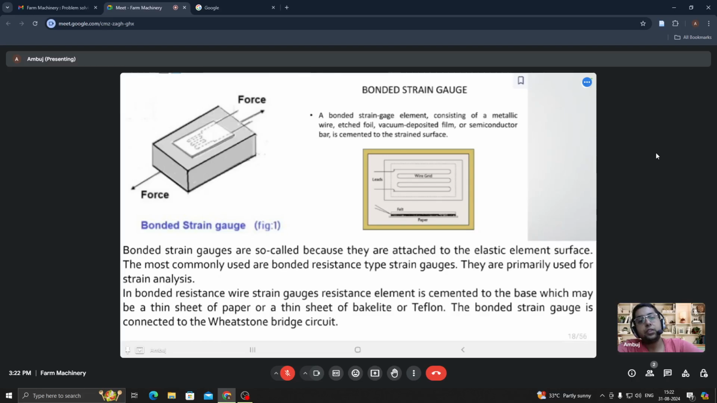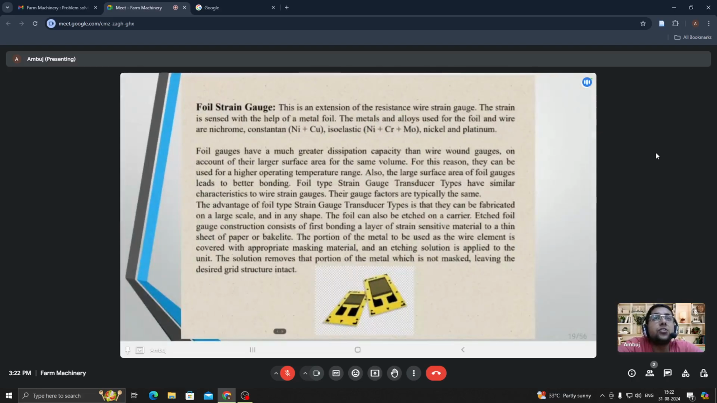Then another one was the foil strain gauge. This is also a type of strain gauge. It's an extension of the resistance wire strain gauge. The strain is sensed with the help of a metal foil. The metals and alloys used for the foil and wire are nichrome and constantan. Constantan is nickel plus copper. Earlier we used to have bulbs made from this constantan wire. Then isoelastic, nickel, chromium, molybdenum, and nickel and platinum.